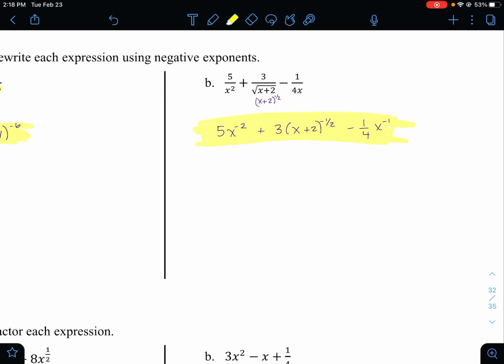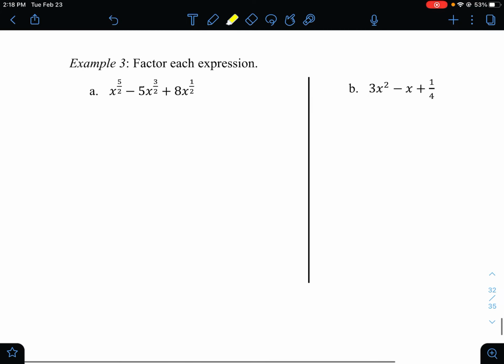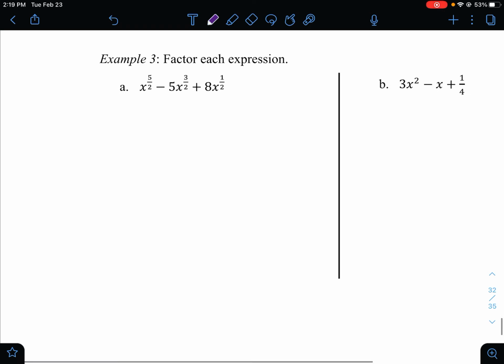All right, our last problems. It says factor each expression. And even though it doesn't look like it, the 5/2, the 3/2, and the 1/2, they are all exponents. So just like when we were factoring out negative exponents a few lessons ago, we factored out the smallest exponent. We want to do the same thing again. So let's factor out the smallest exponent.